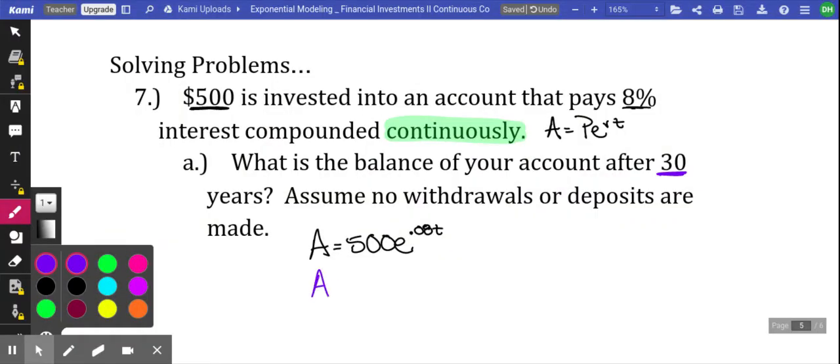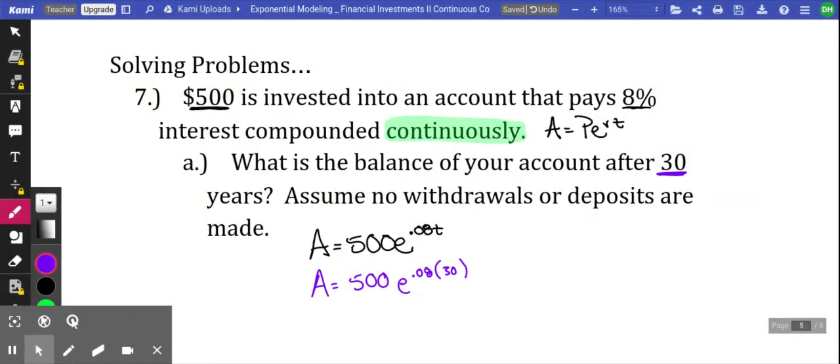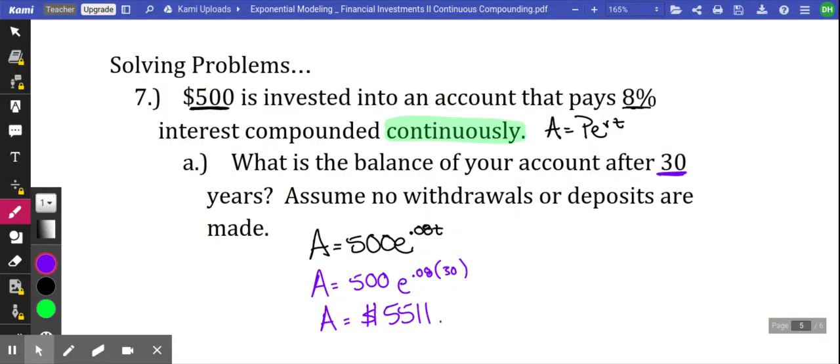So the amount of money accumulated, 500 e to the 0.08 multiplied by 30. Let's go ahead and grab our calculators and see what we get. I think you're going to be very impressed with this number. We'll just go nearest cent since we're talking money here. I've got $5,511.59. So your 500, without lifting a finger and just letting it sit there for 30 years, turned into 5,511.